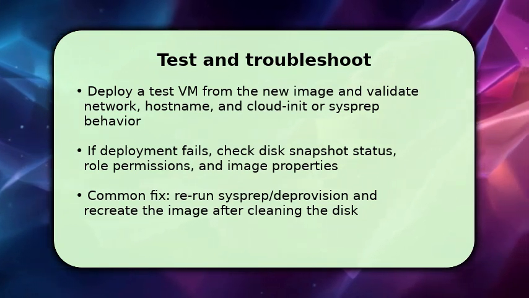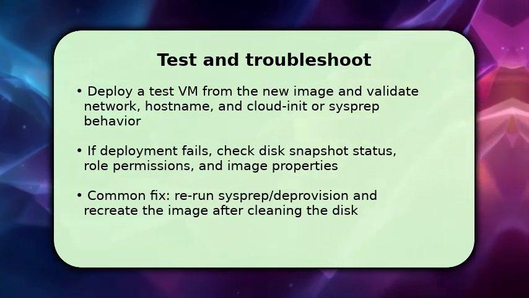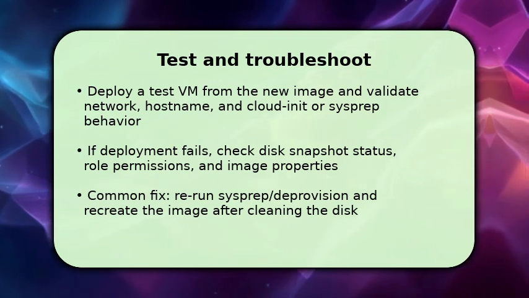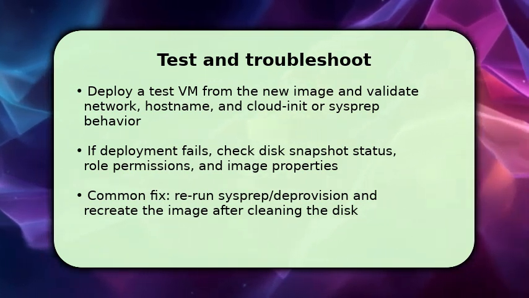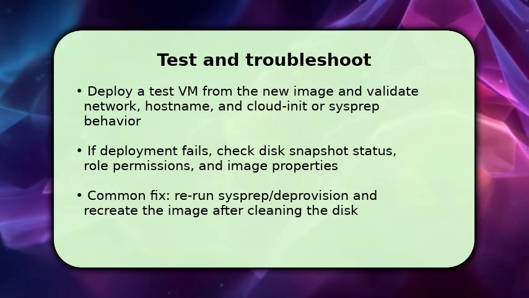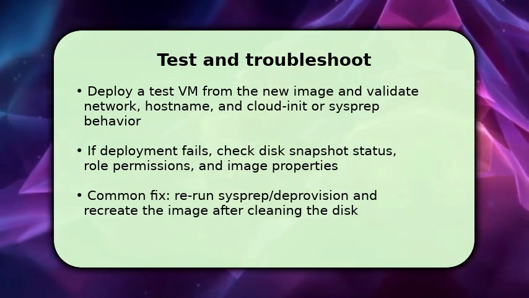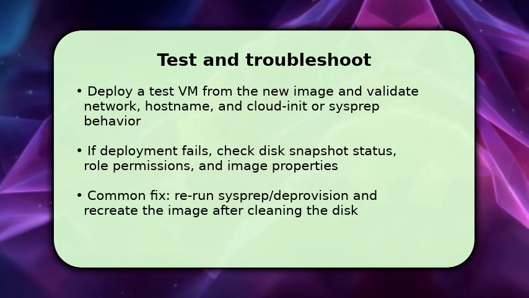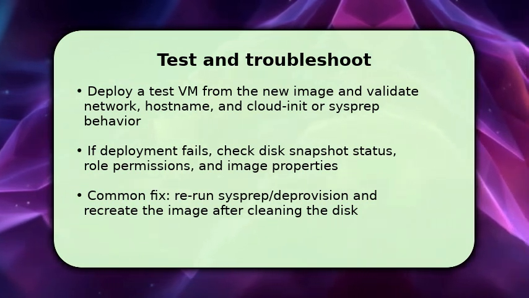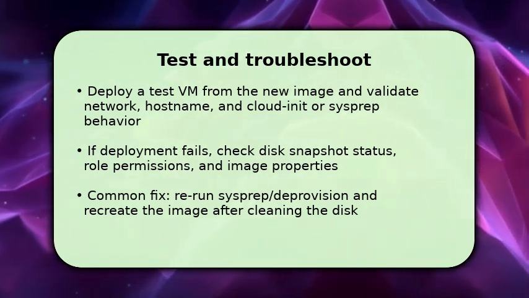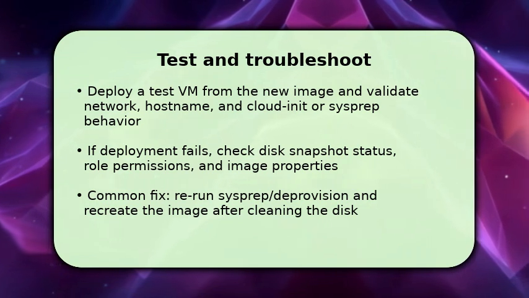If things go wrong, inspect the disk snapshot status, check IAM role permissions for storage and compute, and review image properties for correct OS type or region mismatches. If necessary, return to the source VM, rerun sysprep or the waagent -deprovision step, clean residual files, and recreate the image before retesting deployments.